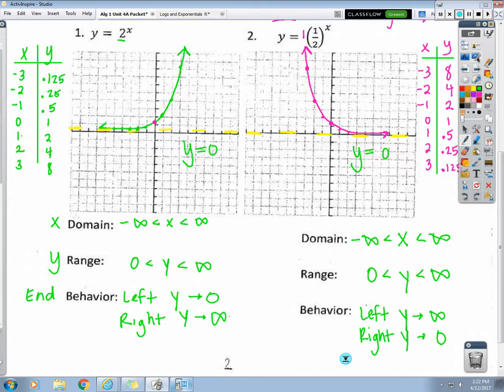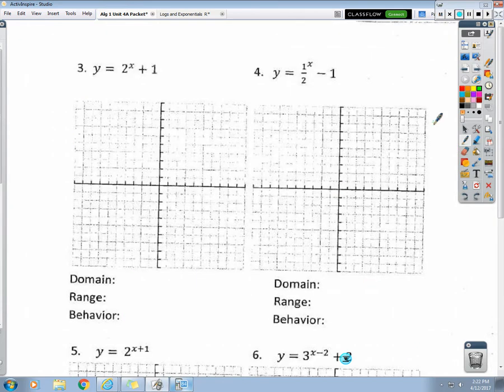Okay, now go to the next page. So now you've basically learned that we don't have to create our own table. We can just graph it and use the table in the calculator. So first, before we even graph it, let's talk about some things that we know. What is the a value for number 3? 1. What's the b value? 2. But what else is there in this equation that we haven't seen before?